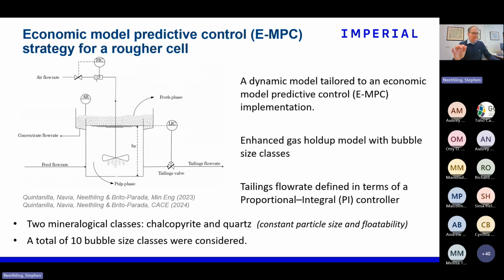The particular model predictive control we were using was something called economic model predictive control. So essentially we're optimizing some objective function. In this case, we were optimizing recovery subject to a minimum grade. So we're setting the minimum grade the system is allowed to achieve, and trying to maximize recovery subject to that minimum grade.